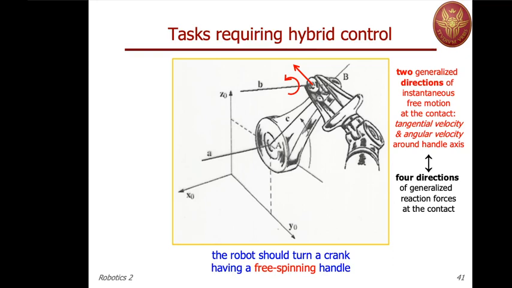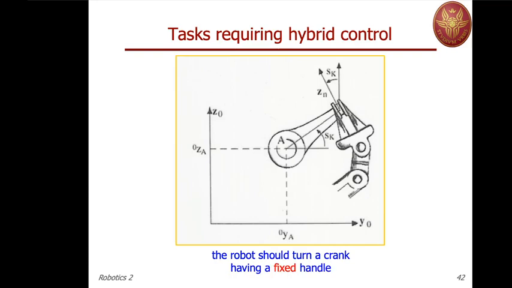Now, still considering this ideal case of a robot turning a crank, you may have a different type of contact. For instance, the handle may have a fixed crank that does not rotate around its axis. So this is a top view of the same situation. Well, in this case, you can still move the crank and accordingly move the gripper and the end effector of the robot along the circle which is centered at point B.